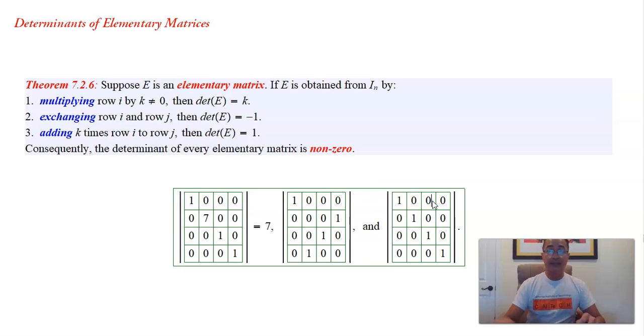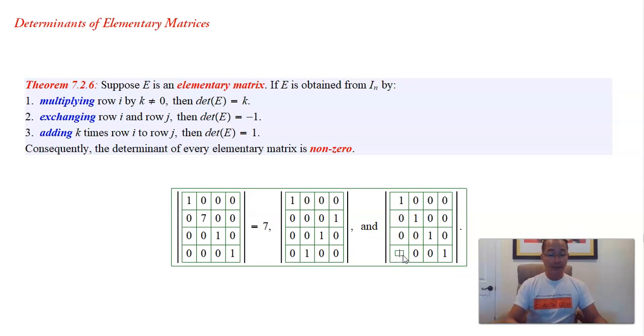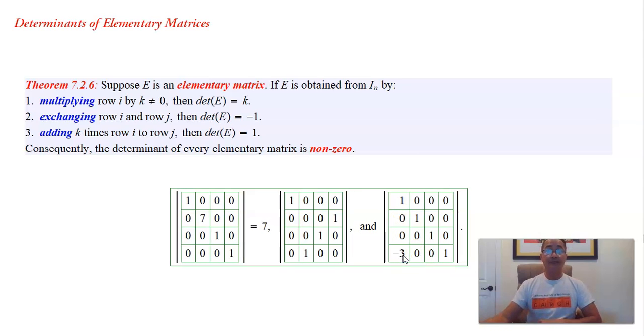Okay, and of course it doesn't matter if that 7 were somewhere else. It could be over here instead, and that could be a negative 3. That's now a lower triangular matrix, and that determinant is still 1. Okay, so the second kind, the swap. Yeah, this is the one where we have to think a little bit.